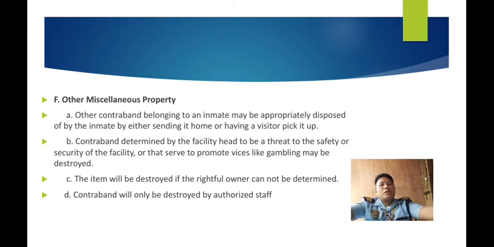F, we have also other miscellaneous property. Letter A. Other contraband belonging to an inmate may be appropriately disposed of by the inmate by either sending it home or having a visitor pick it up. B. Contraband determined by the facility head to be a threat to the safety or security of the facility or that serves to promote vices like gambling may be destroyed. C. The item will be destroyed if the rightful owner cannot be determined. D. The contraband will only be destroyed by authorized staff.